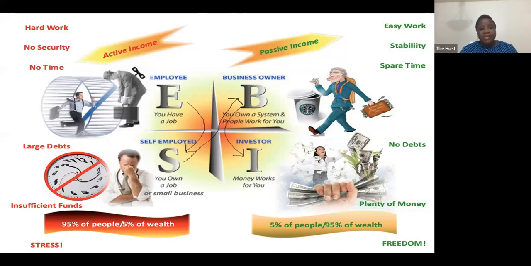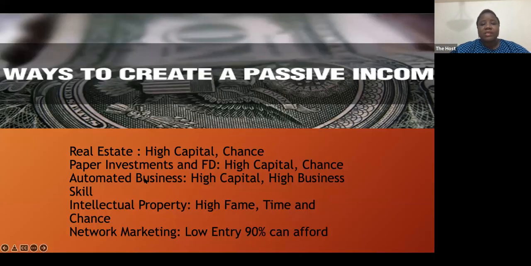If we're on the left side, don't beat yourself up, or just know that 95% of people are struggling for the 5% of the world's wealth on that side. So you don't want to stay there for long. You want to move to the right side. That is the place to be. Now, broadly, there are 5 ways to create passive income. There are 5 ways to ensure that you are on the right side. And the first way is real estate.